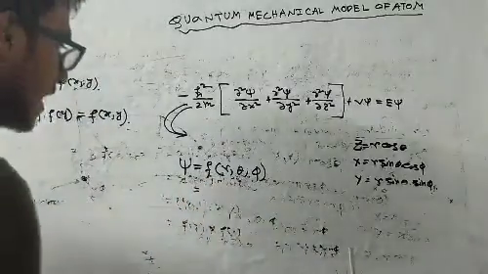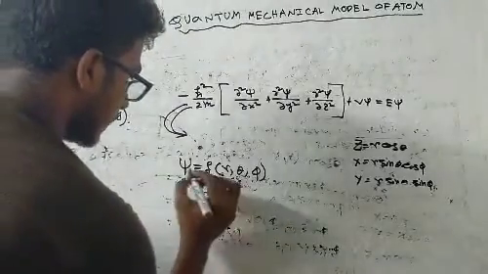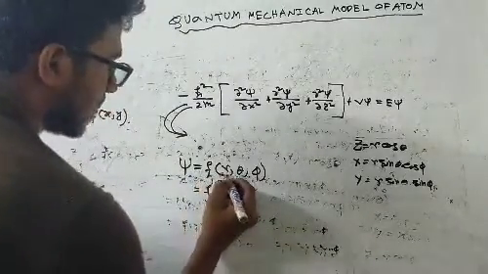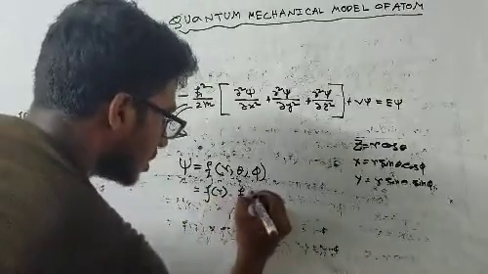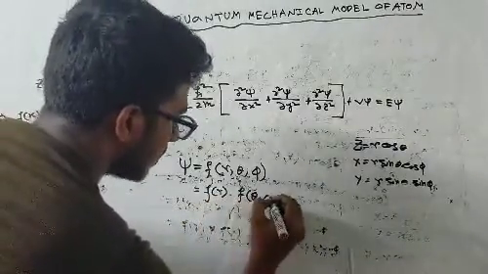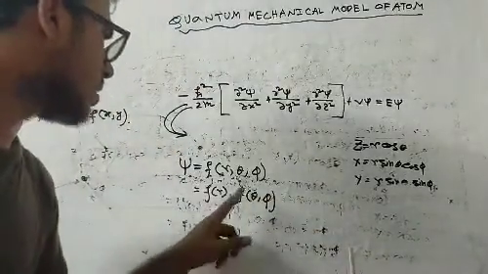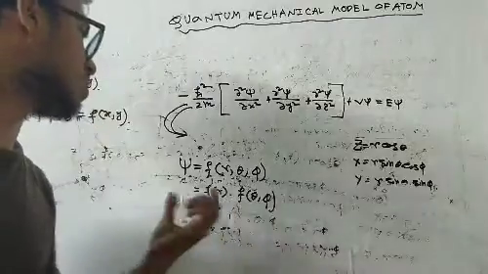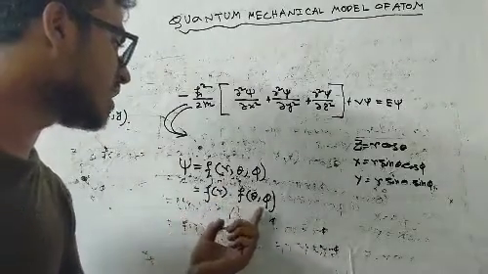So if I do a separation of variables, psi equals a function of r, theta, phi. So I can write it as a function of r into a function of theta comma phi. Someone can tell me why you are not separating these two. So function of r, you should write function of r into function of theta into function of phi.